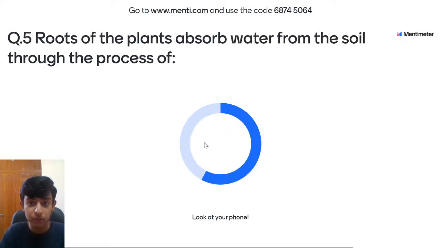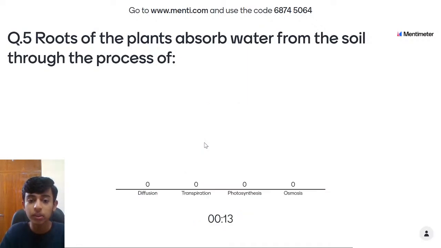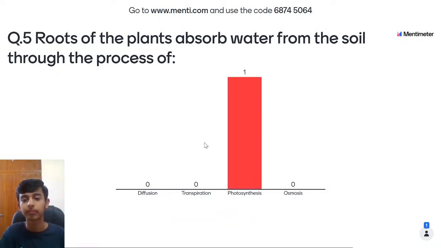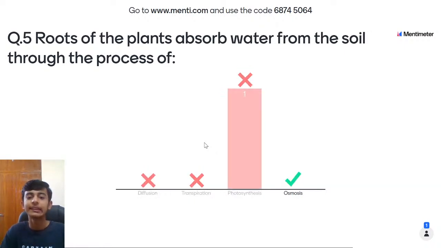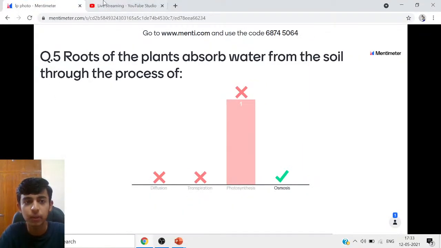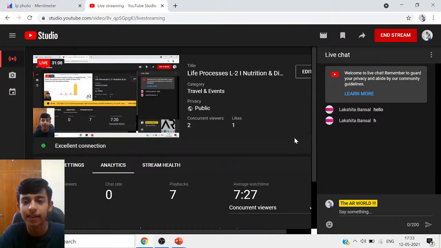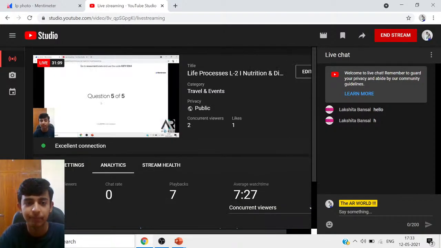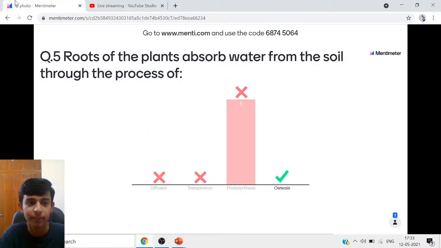Now I'm moving to the last question, question 5 of 5. Roots of the plants absorb water from the soil through the process of what? Diffusion, transpiration, photosynthesis, or osmosis. Incorrect. Actually, it's osmosis. Through the process of osmosis, they absorb water from the soil. I think the person who has voted must have studied in class 7th, if I am not wrong.